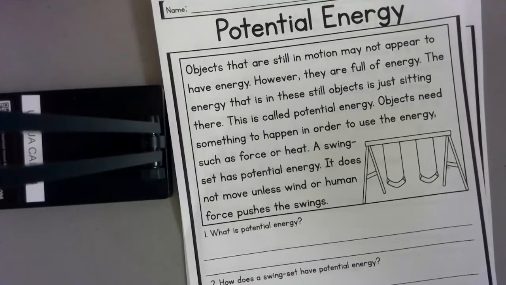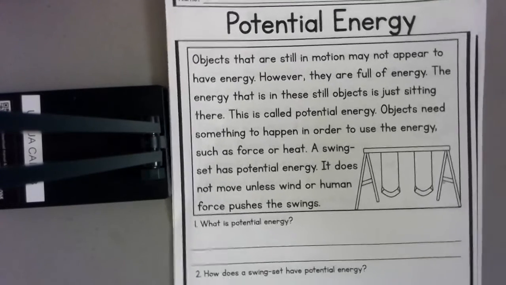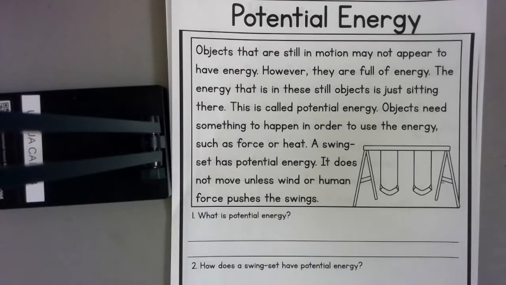Potential energy. Objects that are still in motion may not appear to have energy. However, they are full of energy. The energy that is in these still objects is just sitting there. This is called potential energy. Objects need something to happen in order to use energy, such as force or heat. A swing set has potential energy. It does not move unless the wind or human force pushes the swings.